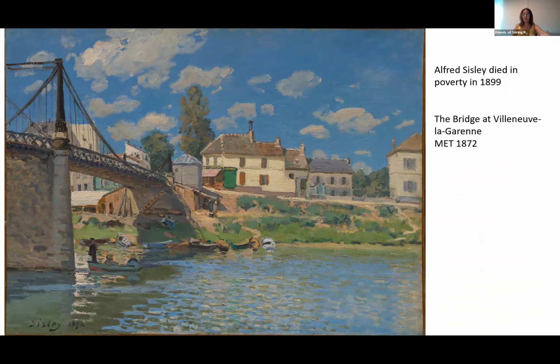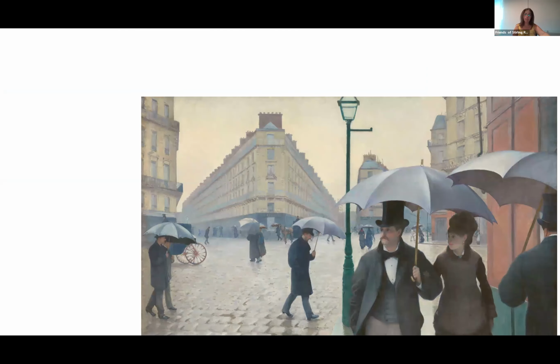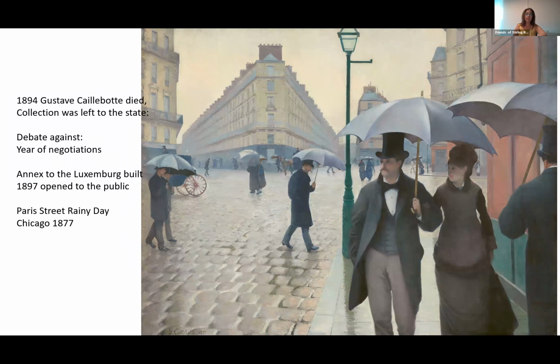Sisley died in poverty in 1899. This is a painting by Sisley. That's also why we don't know him enough. Caillebotte died in 1894, and he left his collection to the state. Again, this was a debate because they did not like yet this kind of painting, even though it had already been 20 years after the first exhibition.